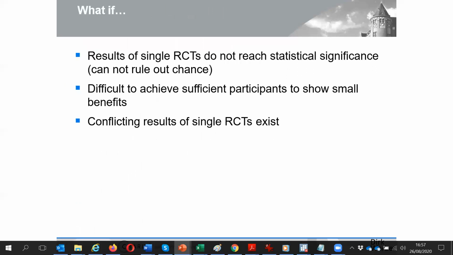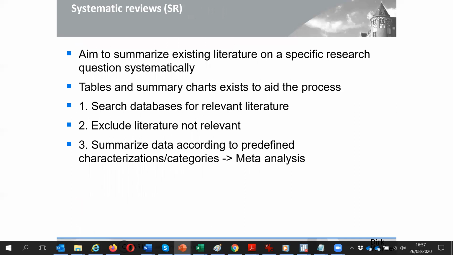Then one of the things you need to understand now is what we call the hierarchy of studies. With our basic studies, we have your case control, your case series, your case reports, your cross-sectional studies, your observational studies. So we have what we call a level of evidence, which is generated by these studies.